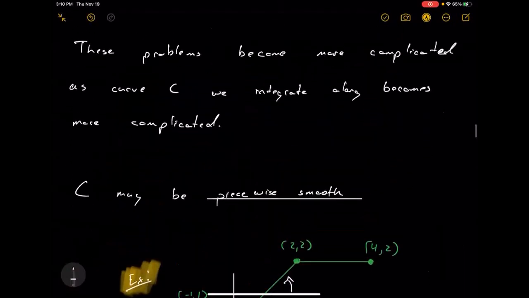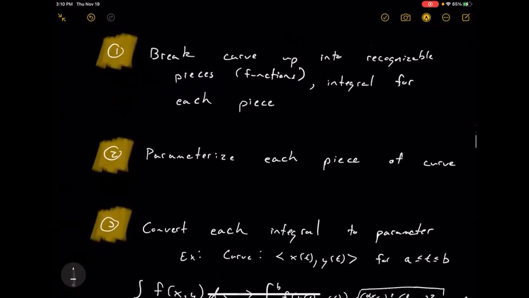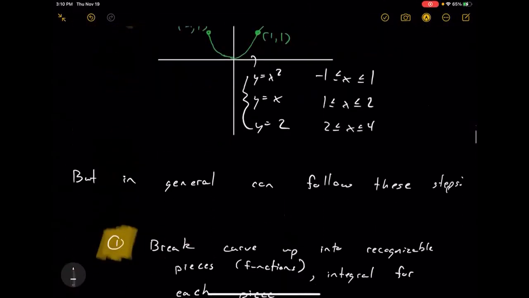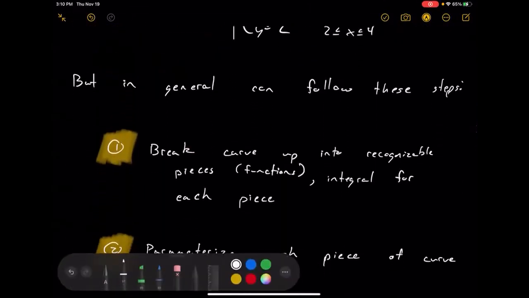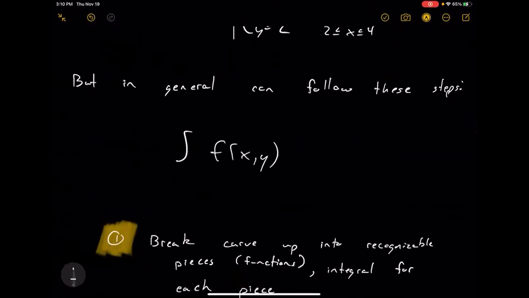So here are the steps to solve these problems, and then we'll do some examples and maybe you'll be able to follow along. Okay, so these problems are all about, let's reiterate what we're doing. We're integrating a function along a curve, and this is the notation you're going to see. You're going to see an integral sign with C, and then they're going to tell you what C is. C equals blah, blah, blah. They're going to describe the curve.